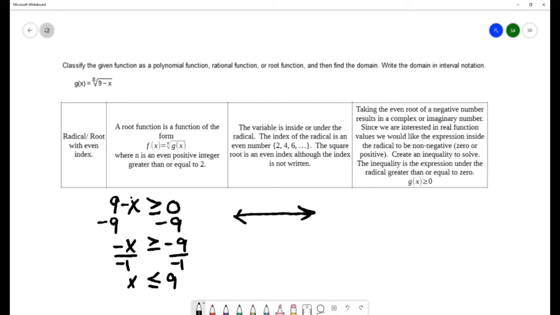On the number line, we would mark 9 with a closed circle, a filled-in circle, because we're going to include 9 in this set, and we want to shade all the values that are less than 9. So if we want to write that in our interval notation, that will be negative infinity to 9 with a bracket on the 9. So that bracket has the same meaning as the filled-in circle. So we have negative infinity to 9, including 9, as the domain of this root function with an even index.